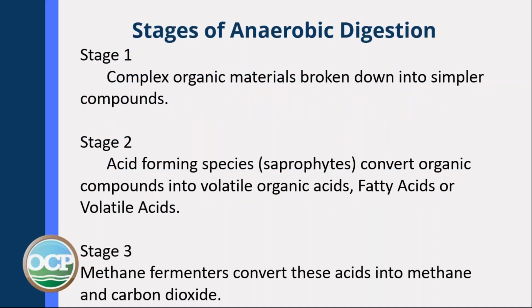The stages of anaerobic digestion. Stage 1, the complex organic materials are broken down into simpler compounds that the bacteria can use. Stage 2, the acid-forming bacteria, the saprophytes, convert organic compounds into volatile organic acids, fatty acids, or volatile acids. Stage 3, the methane fermenters convert these acids into methane and carbon dioxide. So it's a 3-step process.